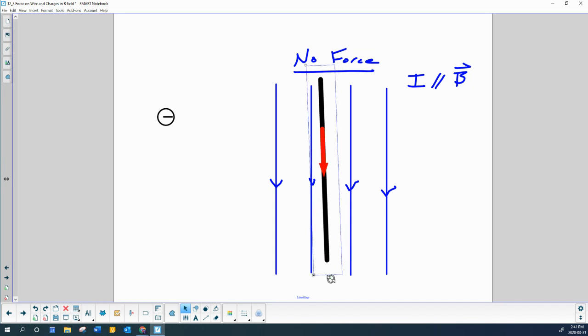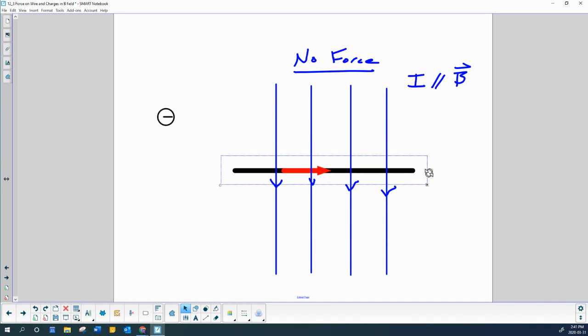However, if I move my wire this way, now I have the conditions I need in order to have a net force on this wire. Now I do have a case where my current, or my movement of charge, is 90 degrees to my magnetic field. So be careful with this.